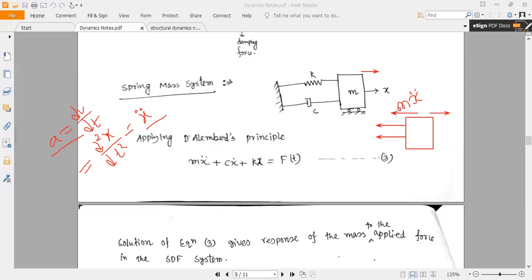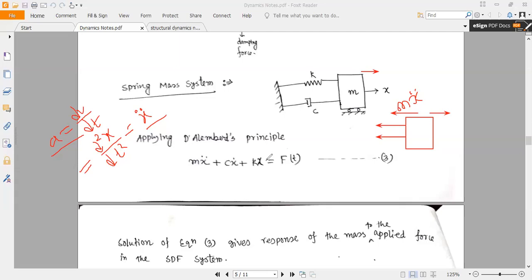So the damping force is c x dot, c into velocity, and plus k into x. The spring constant is k. If the spring constant is k, then the spring force is equal to k times the displacement.